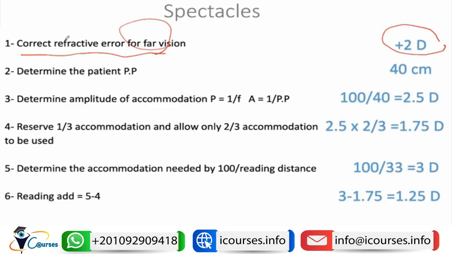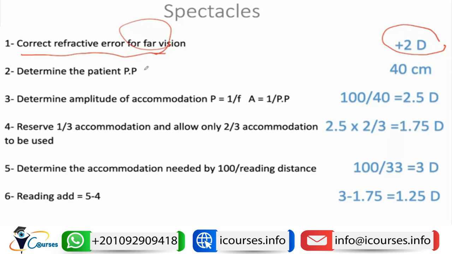The first step in correction for near is to determine the patient's near point. The near point, or punctum proximum, as we said, is the nearest point to the eye at which the patient can see clearly with accommodation fully exerted. So we need to know how much accommodation this patient has. This can be determined by approximating a target in front of the patient's eye and asking the patient to report when the target appears blurred and he is no longer able to see it.